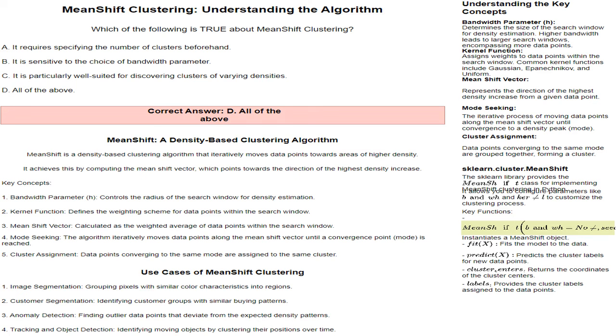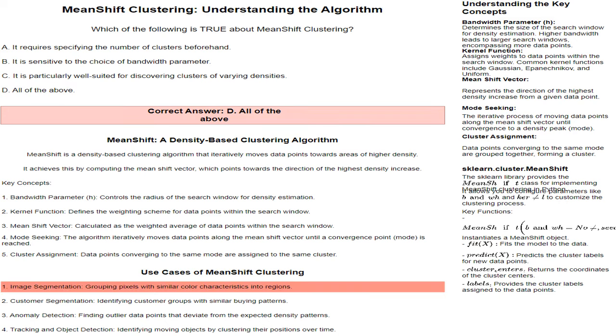Correct answer: D. All of the above. A density-based clustering algorithm that iteratively moves data points towards areas of higher density by computing the mean shift vector, which points towards the direction of the highest density increase. Mean shift, a density-based clustering algorithm.